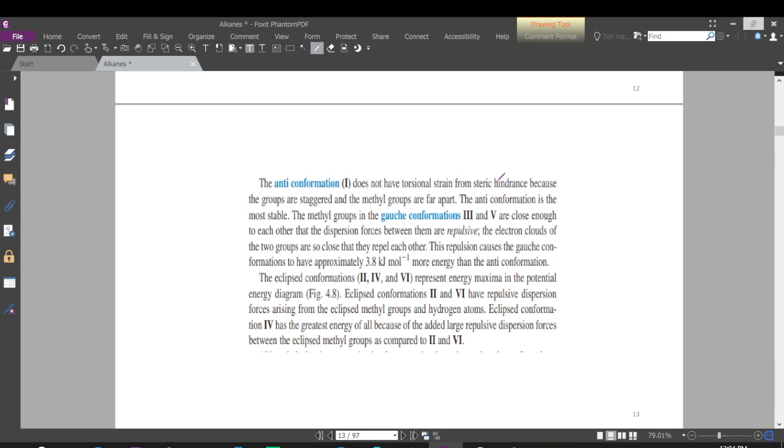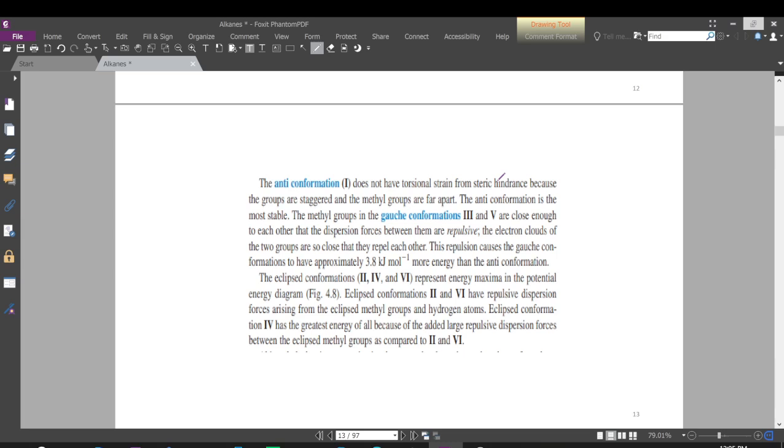The methyl groups in the gauche conformations 3 and 5 are close enough to each other that the dispersion forces between them are repulsive. The electron clouds of the two groups are so close that they repel each other, so the repulsion causes the gauche conformations to have approximately 3.8 kJ per mole more energy than the anti-conformation.